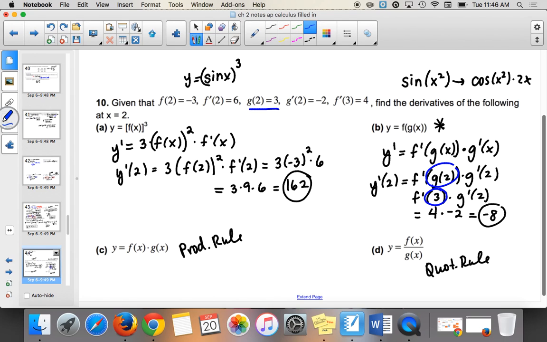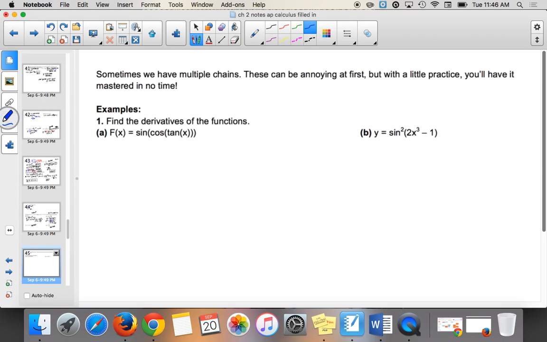All right, and then the last ones we have are multiple chains, double chains, triple chains, and so on. So as you work your way to the outside, you want to think about, okay, the inside of this was my u, and then this was my u, and then this was my u. So we're going to start on the outside, kind of. So what we're starting with is sine of u. So if we do that, f prime of x is going to be sine of u, its derivative would be what? Cosine of u, right?